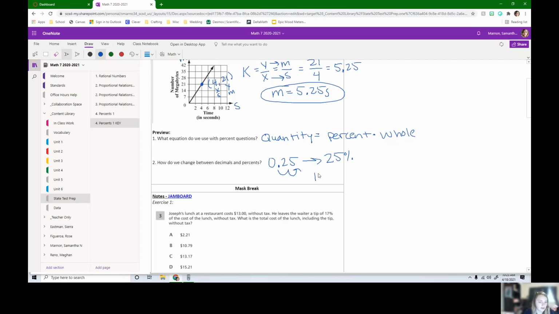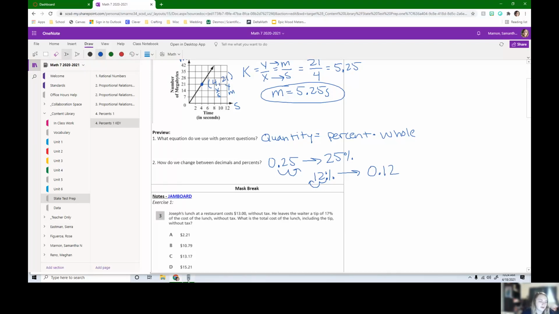If I had 12% and I want to change it to a decimal, I've got to move it 2 places to the left. So it would be right after this 2, right? Because we don't have any decimal numbers after it. Or you can think about it as dividing by 100. So as a decimal, it's 0.12.